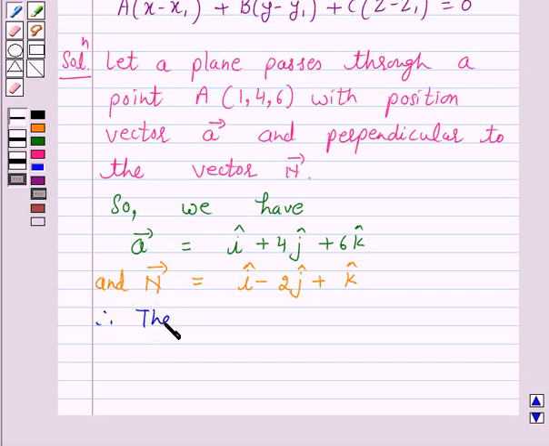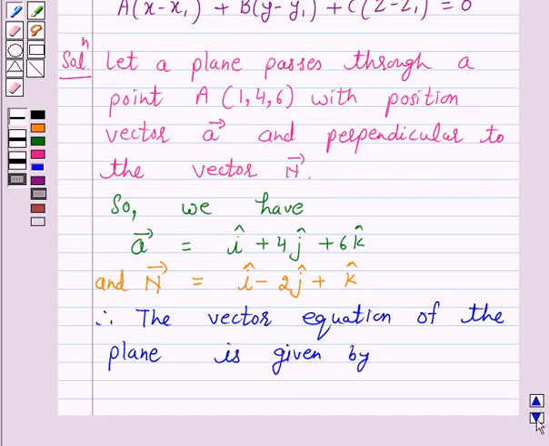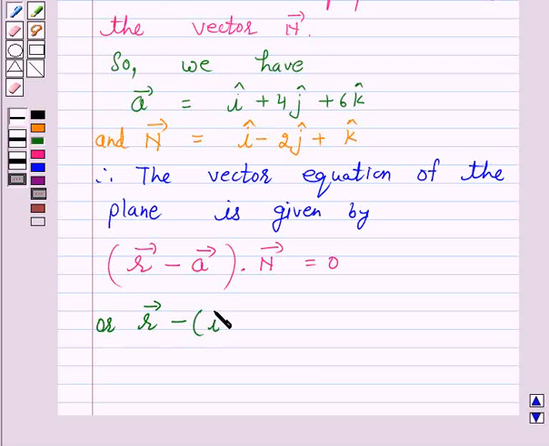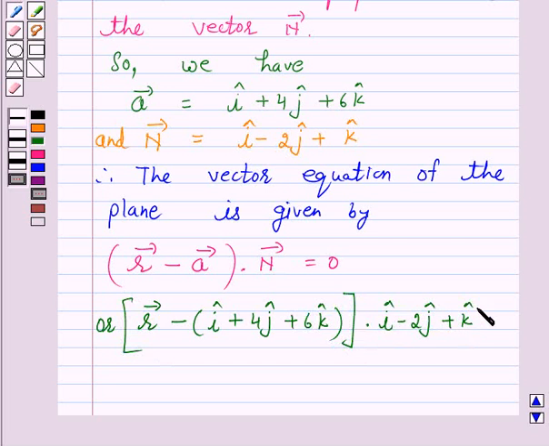Therefore, the vector equation of the plane is given by (vector R minus vector A) dot vector N is equal to 0, or (vector R minus (i cap plus 4 j cap plus 6 k cap)) dot (i cap minus 2 j cap plus k cap) is equal to 0. So this is a vector equation of the plane.